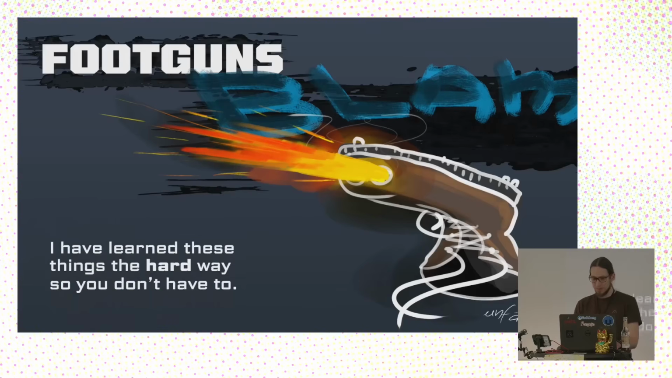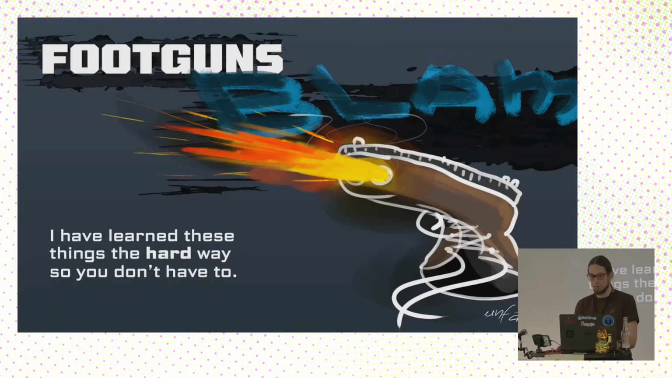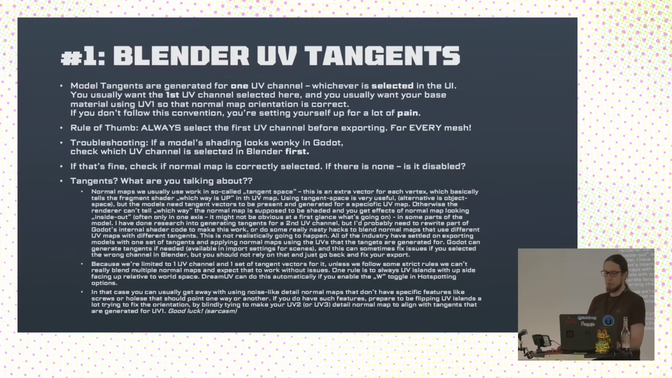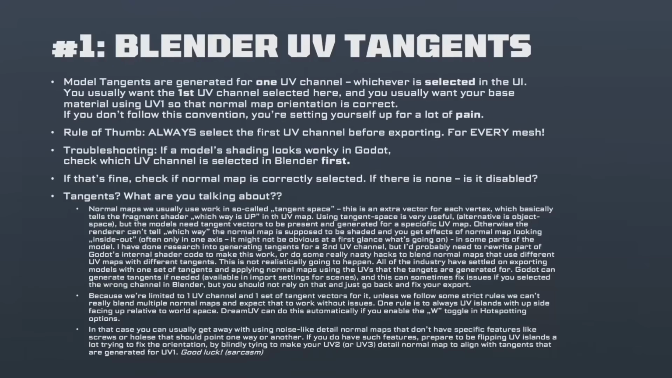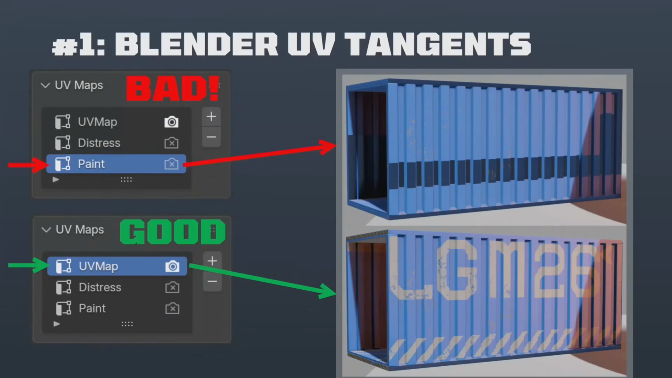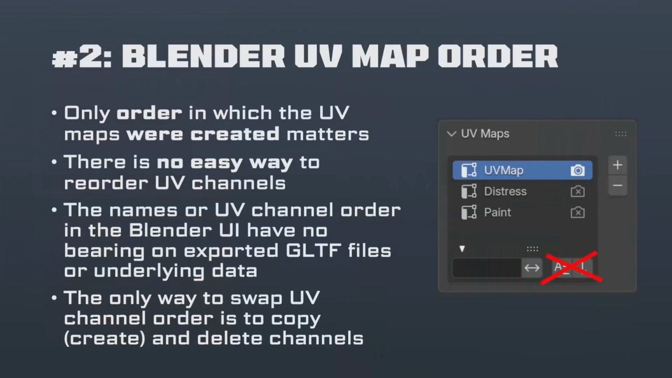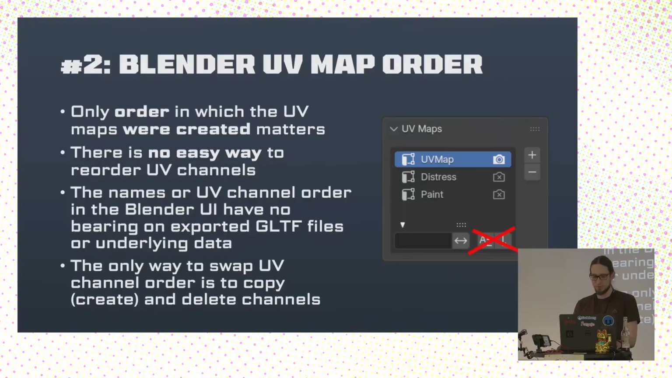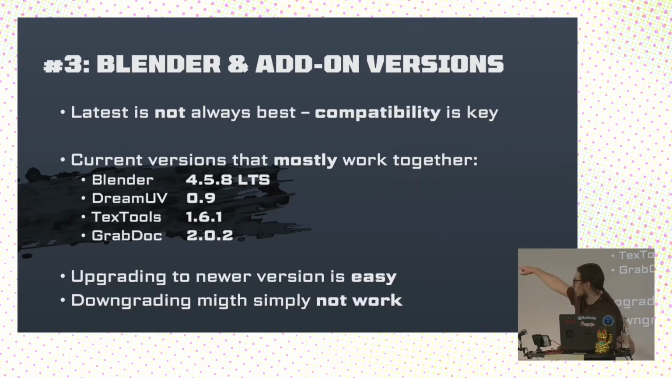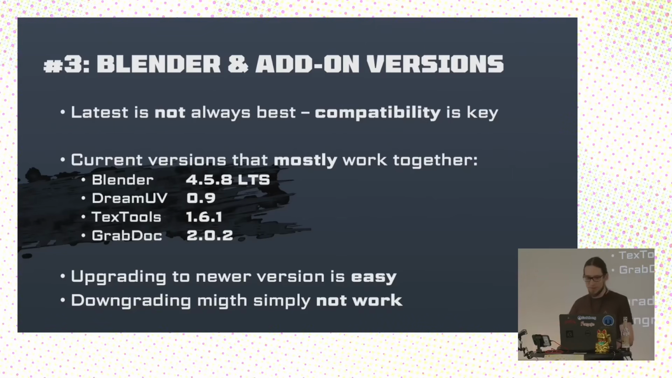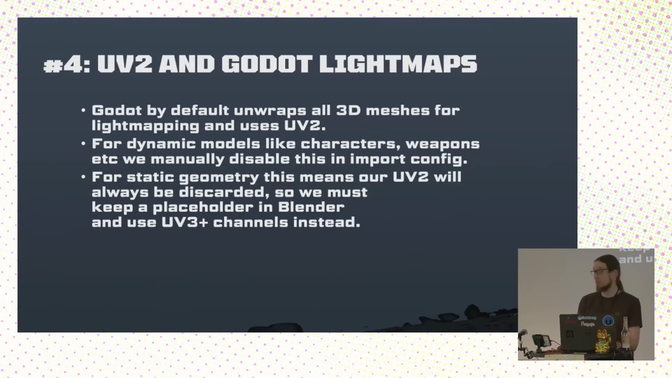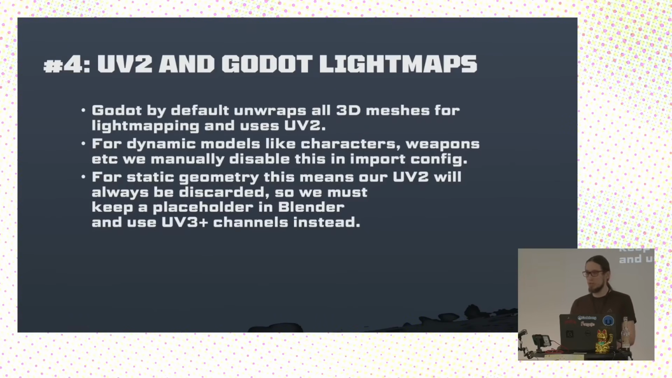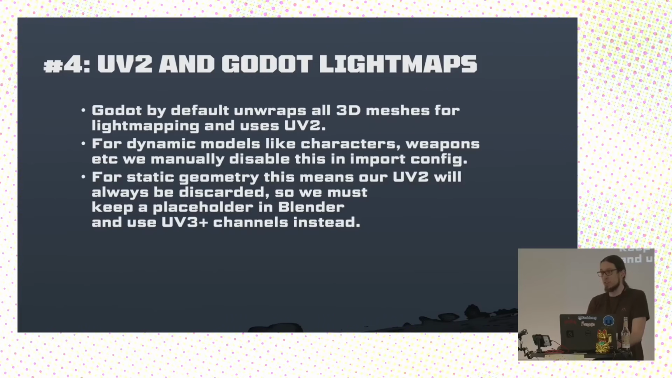There are some problems that I've learned the hard way during developing of this whole workflow. I'm not going to go into them because I have 1 minute, but tangents are necessary for UV maps, for normal maps to work, and it's not trivial to get them right, and you can really easily mess it up. Always select the first UV map if you export. UV map order in the GUI doesn't matter. It's just fake. We need to use specific versions of everything because otherwise things don't work well. And light maps, Godot by default uses UV2 for light maps. So if we need that, we need to move it to UV3 or something because it's going to overwrite that.